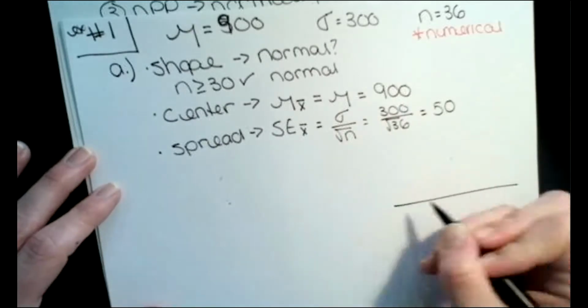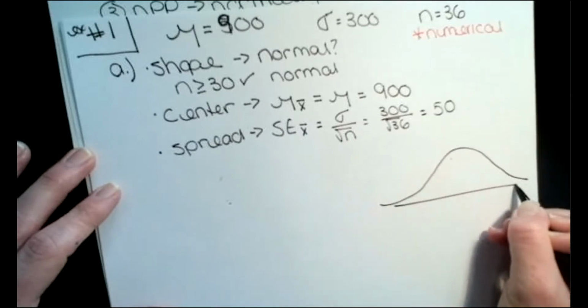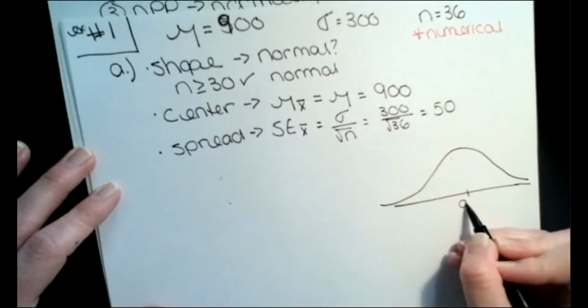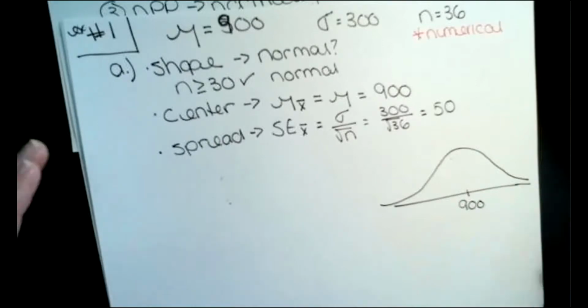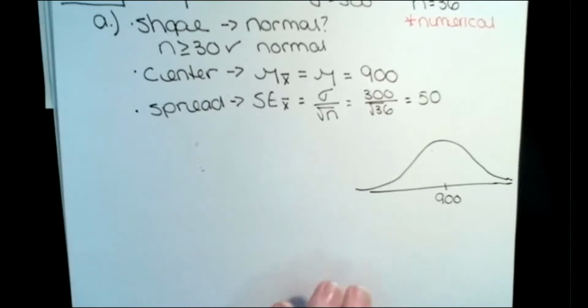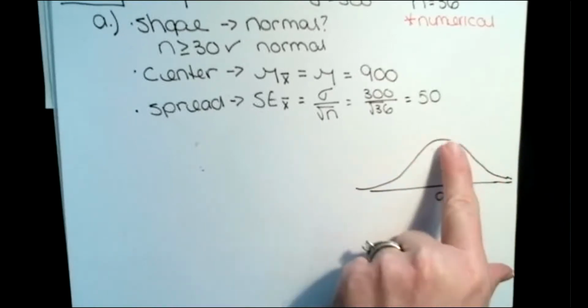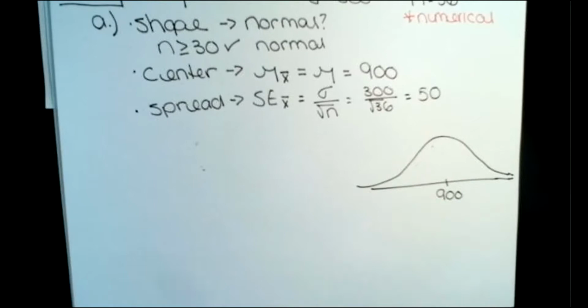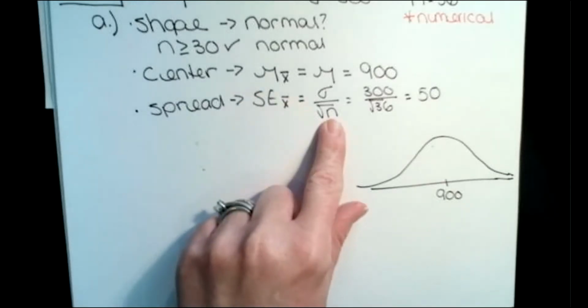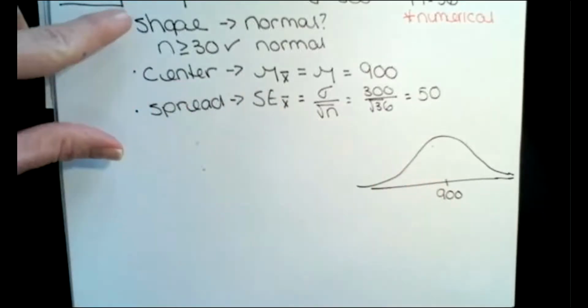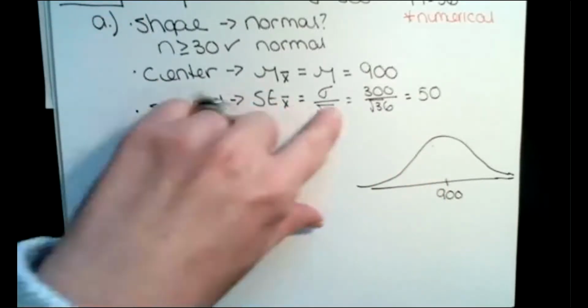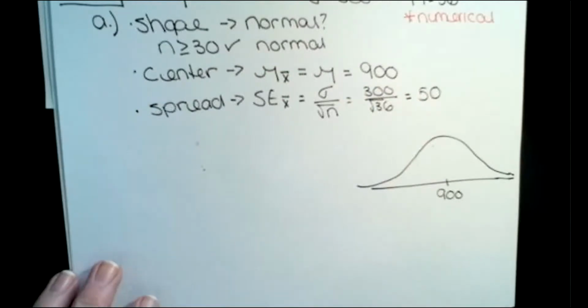If I'm going to look at a drawing of the picture, which you don't have to, but I often do this, I have a center at 900. Really, at this point the drawing doesn't do a ton for me. It just gives me an idea that I have a symmetric shape with the center at 900. Where this is going to come in handy is part B, where it actually asks me a question about this problem. This is basically the drawing to go with what we just did. I just don't do much with the spread quite yet.